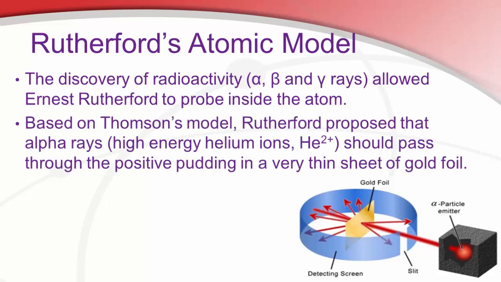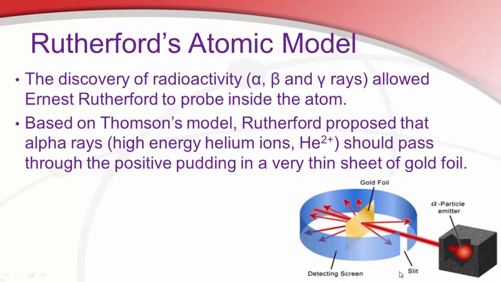And so he took an alpha particle emitter, essentially a source of radiation, and he proposed that these alpha rays are essentially very high energy helium ions. So they have a positive charge, and he proposed that these high energy particles would just go straight through an extremely thin sheet of gold foil. And based on the model of plum pudding, this seemed very reasonable.